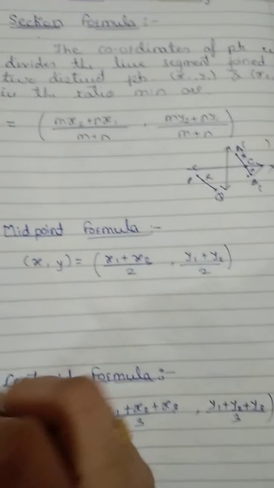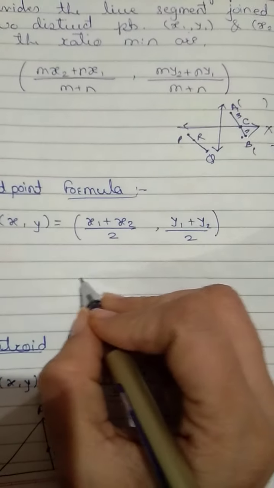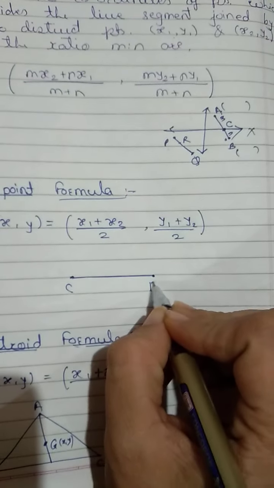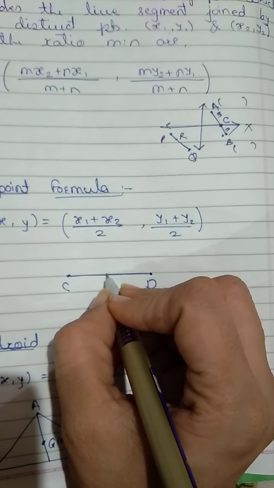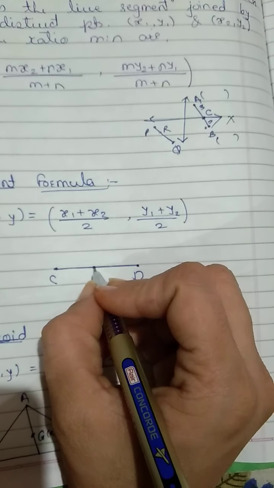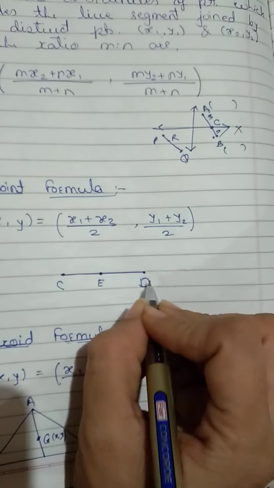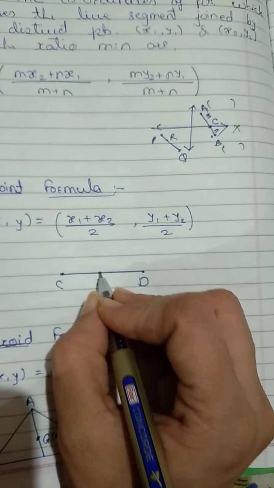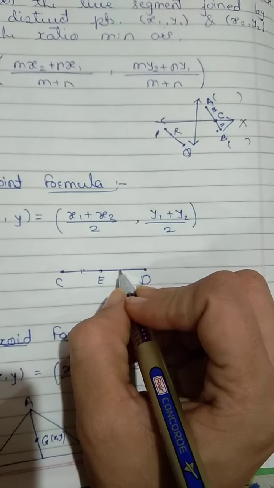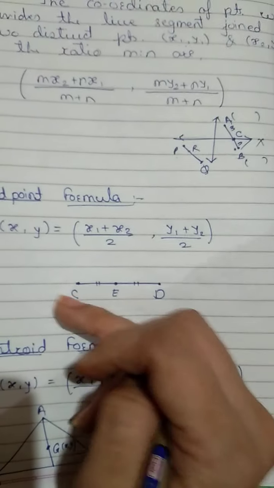Next is the midpoint formula. Again, suppose we have a line segment. Suppose this is my line segment CD. Now, midpoint means the point which divides a segment from the center. Suppose this is my point E. Now this point E is dividing segment CD from the center, that is, it is bisecting it. So the measurement of CE and the measurement of ED will be equal, since E is the midpoint.